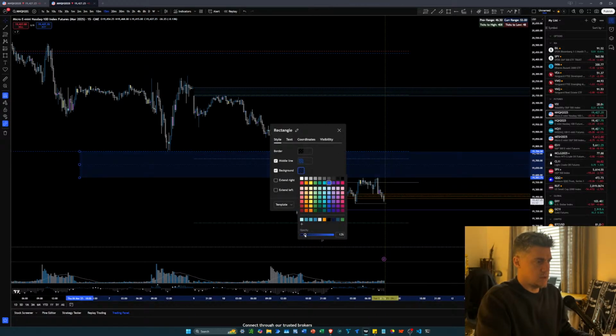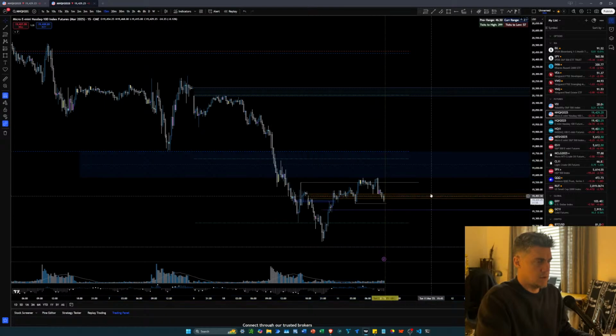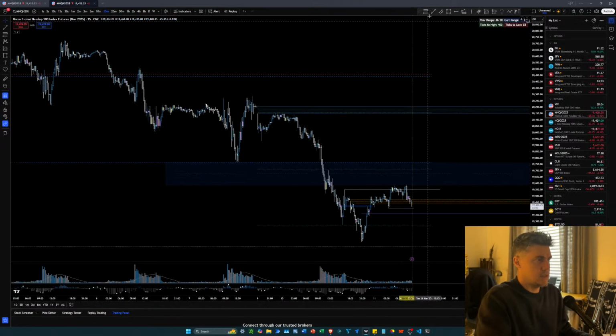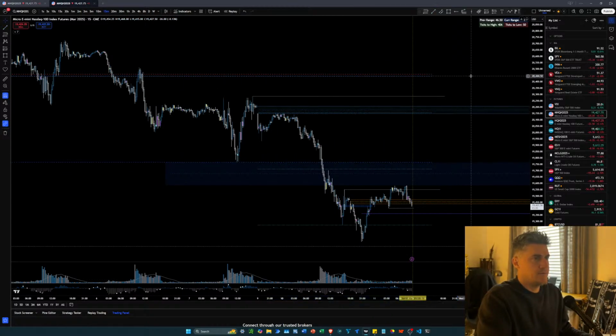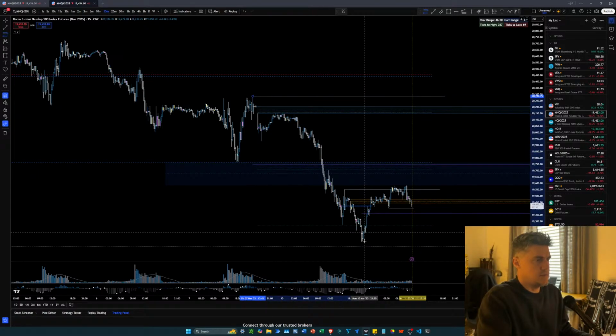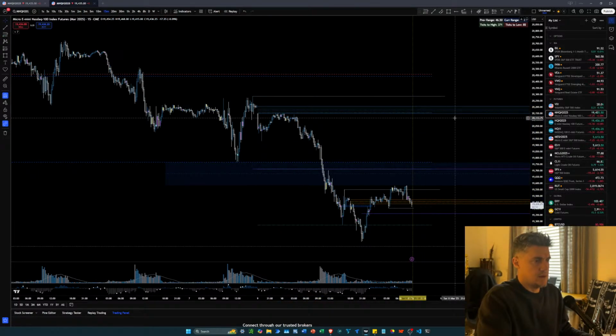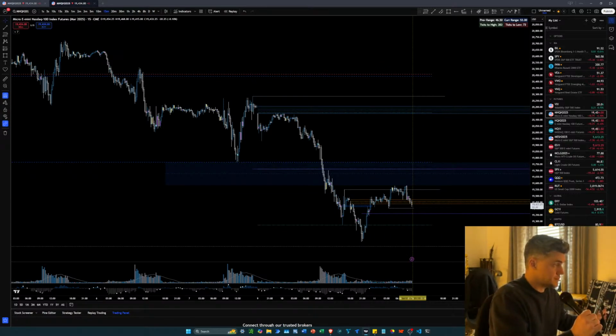Let's just make it a little more translucent. And then this looks like some nice liquidity here. And what is 50% of this move? There. I think that's all I need. That's all I need for now. Pre-market analysis. Market opens in 3 minutes. Let's go.